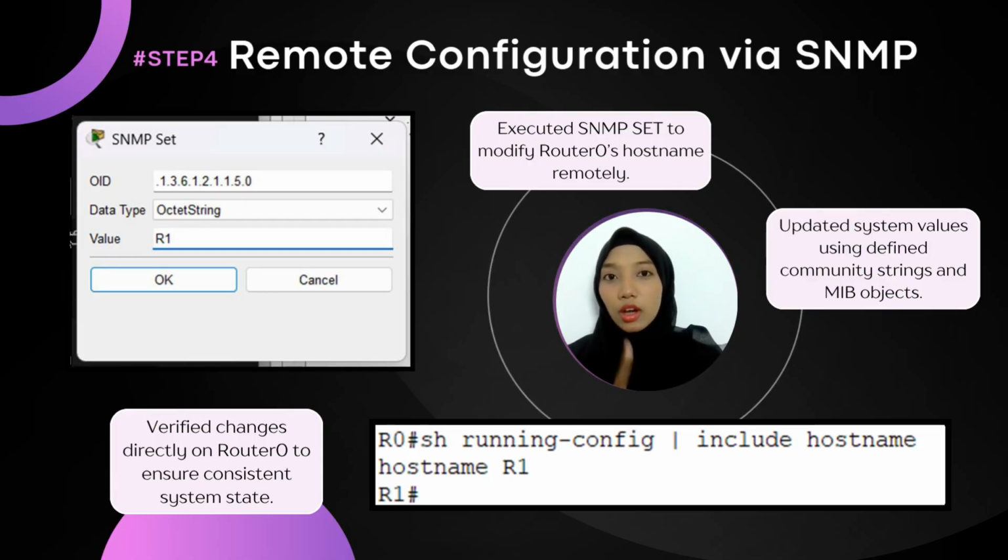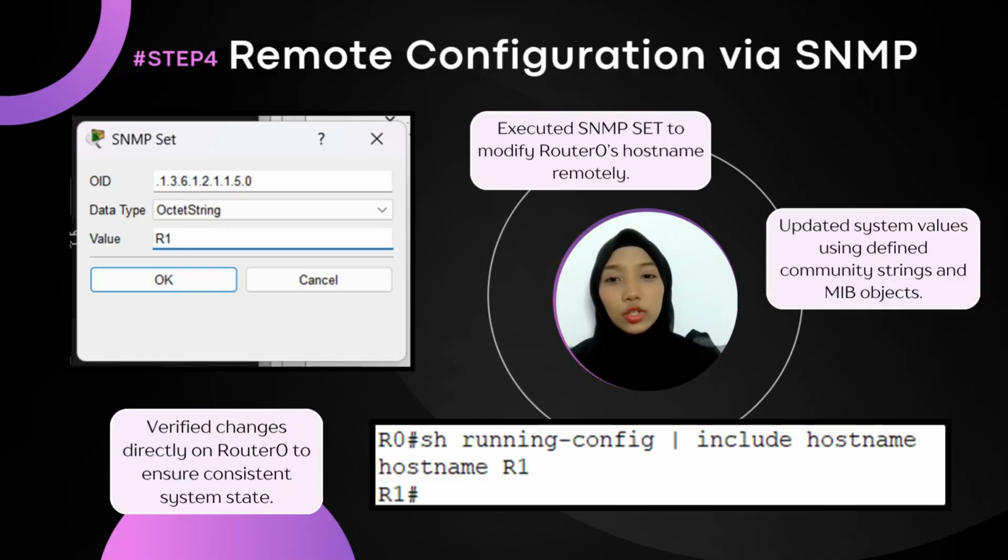So, on my left here, as you can see, in the OID field, we entered this code 1.3.6.1.2.1.1.5.0. For data type, we choose octet string. In the value field, we simply type the new name R1. Click OK to send the command over the network to the router.